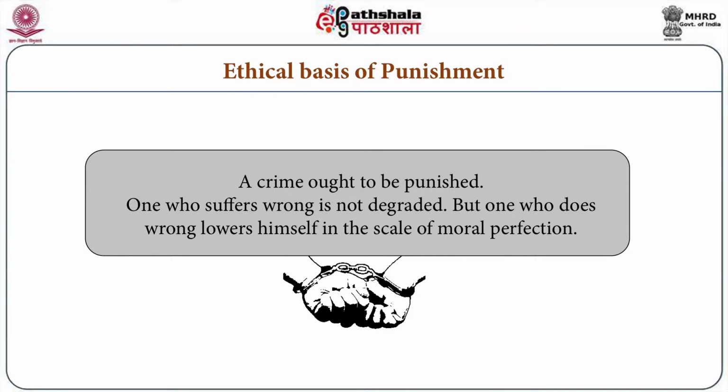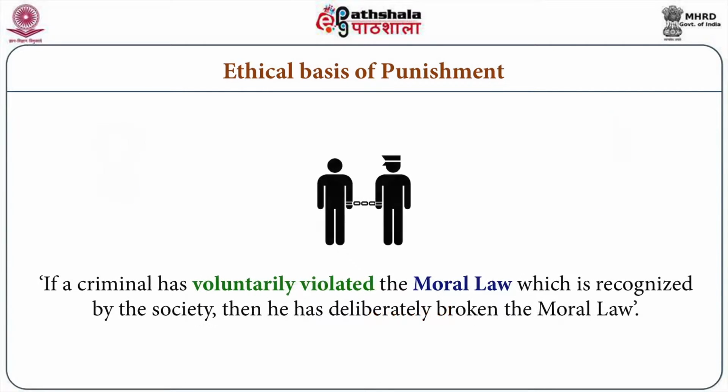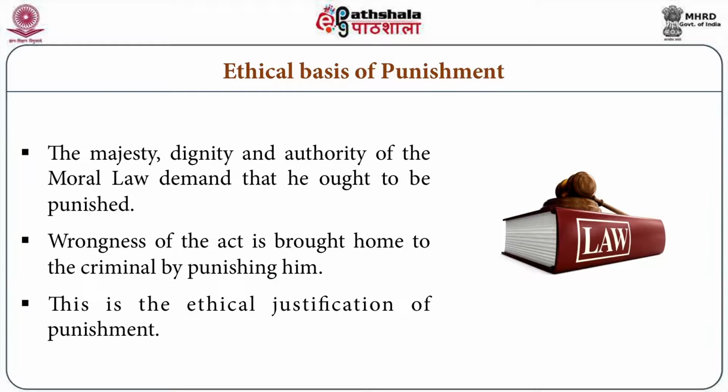A crime ought to be punished. One who suffers wrong is not degraded by suffering that wrong. However, the one who does wrong has lowered himself on the scale of moral perfection. A man is rewarded for his good deeds, and similarly, a man must be punished for his evil deeds. The criminal has voluntarily violated both the moral and the legal code, and that, in its recognition by society, demands some sort of response. And this we know as justice. The majesty, the dignity, the authority of law demands punishment.